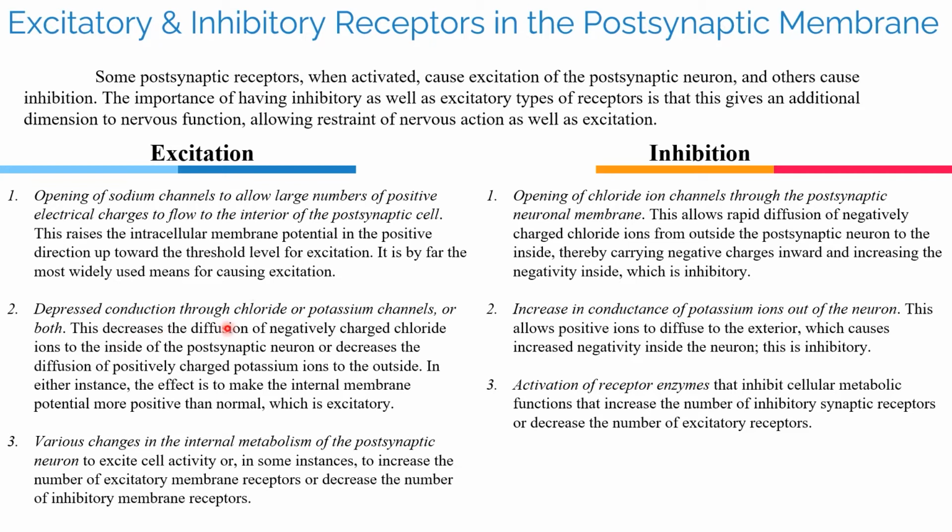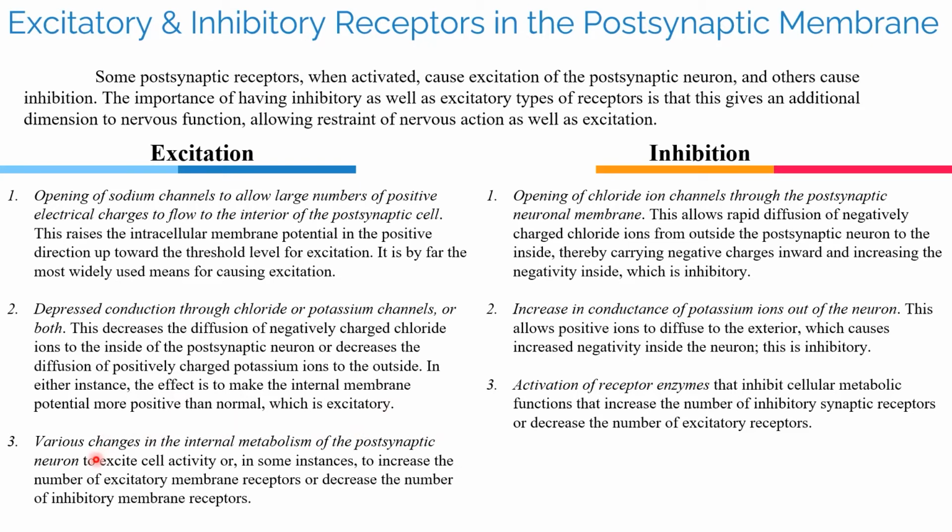Another mechanism is depressed conduction through chloride or potassium channels or both. Depressing or reducing the conduction through chloride and potassium channels decreases the diffusion of negatively charged chloride ions to the inside of the postsynaptic neuron, as well as decreasing the diffusion of positively charged potassium ions to the outside. In either instance, the effect is to make the internal membrane potential more positive than normal, which is excitatory in nature.